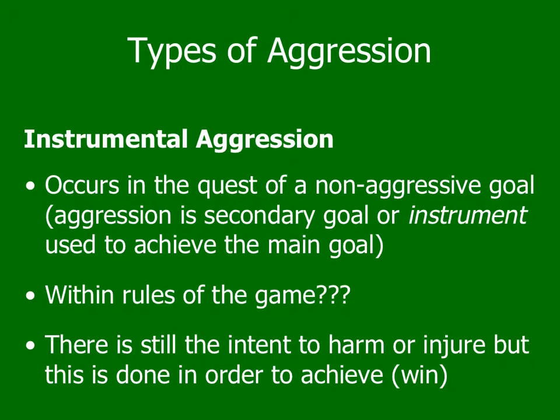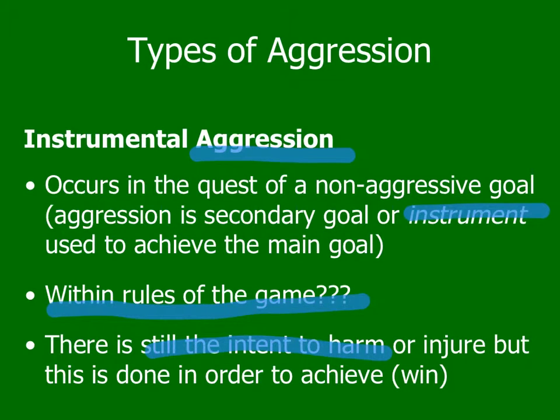So secondly, instrumental aggression occurs in the quest of a non-aggressive goal. So the aggression is the instrument that we use in order to achieve the main goal, which is to win. So my main goal is to win. In order to win, I need to be aggressive. So this is where we're saying potentially, in some instances, maybe within the rules of the game, depending on what sort of sport we're talking about. I think the key here with instrumental aggression is to know that it is aggression. Alright, it's instrumental aggression, therefore there is intent to harm. So this point here is a big one, so don't get it muddled up. Often people think instrumental aggression isn't aggression, as in there is no intent, that it's accidental, and that's not true.